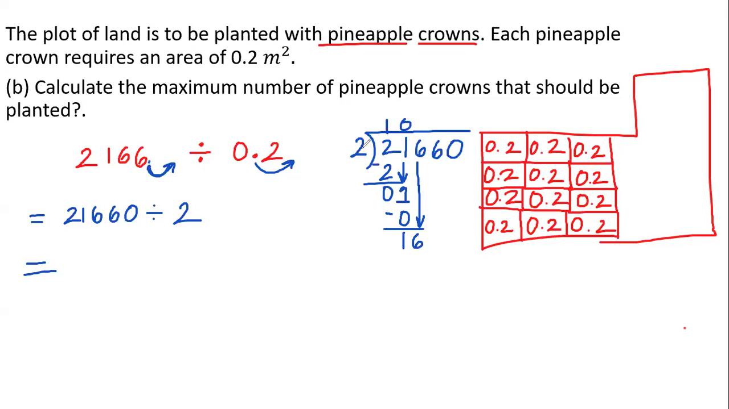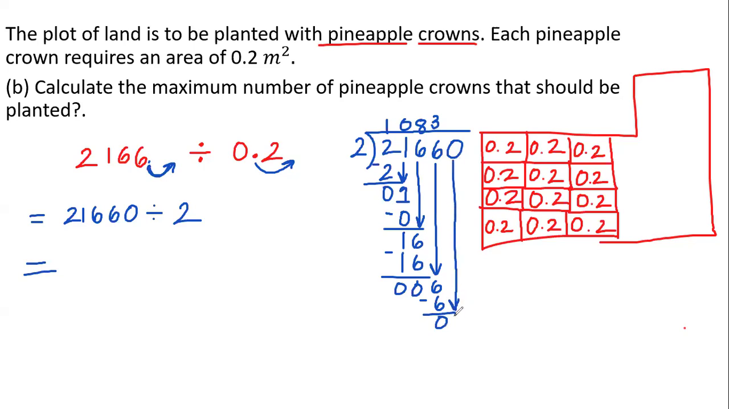How many times does 2 go into 16? 8 times. 2 times 8 is 16. 16 minus 16 is 0. Bring down the 6. How many times does 2 go into 6? 3 times. 2 times 3 is 6, and 6 minus 6 is 0. Very good. Bring down the 0.